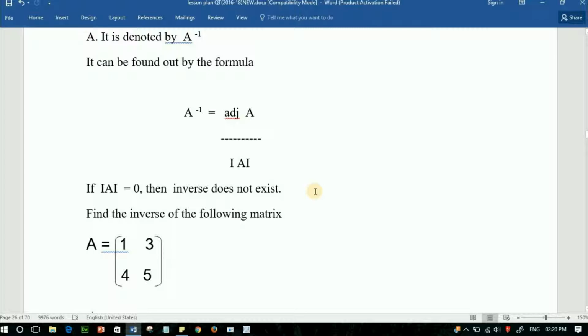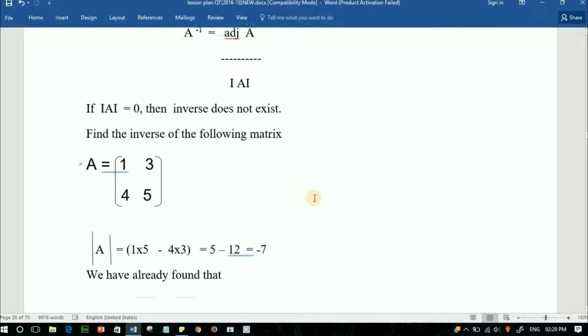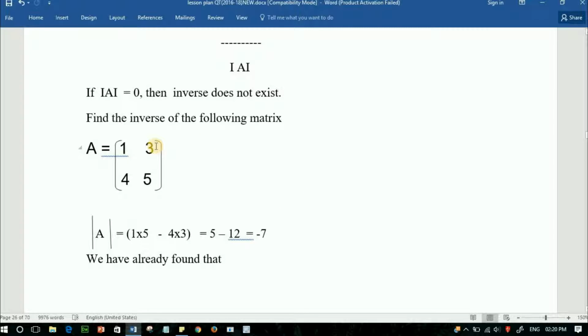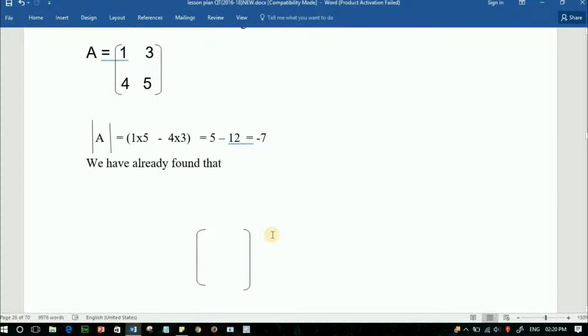For example, find the inverse of the following matrix A equal to 1, 3, 4, 5. First of all, we have to find the determinant of A. That is equal to 1 into 5 minus 4 into 3, which is 5 minus 12, that is equal to minus 7. So determinant A is equal to minus 7, which is nonzero.